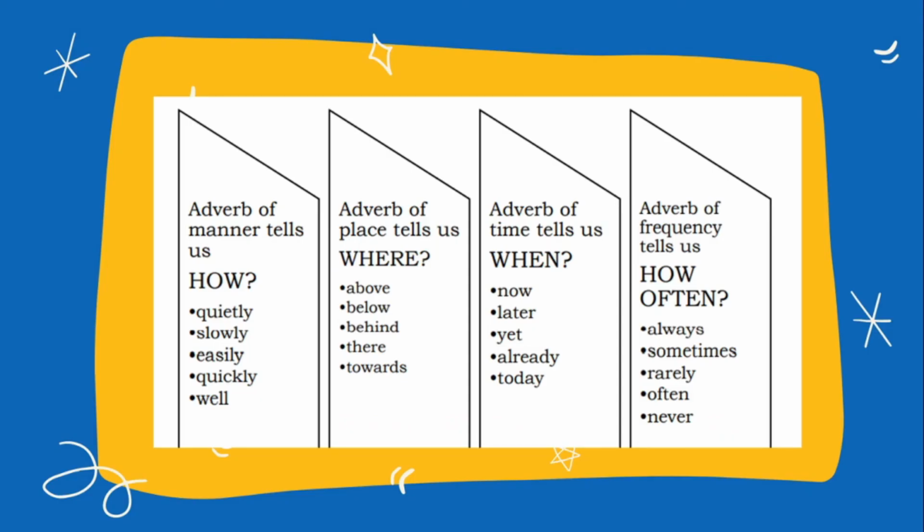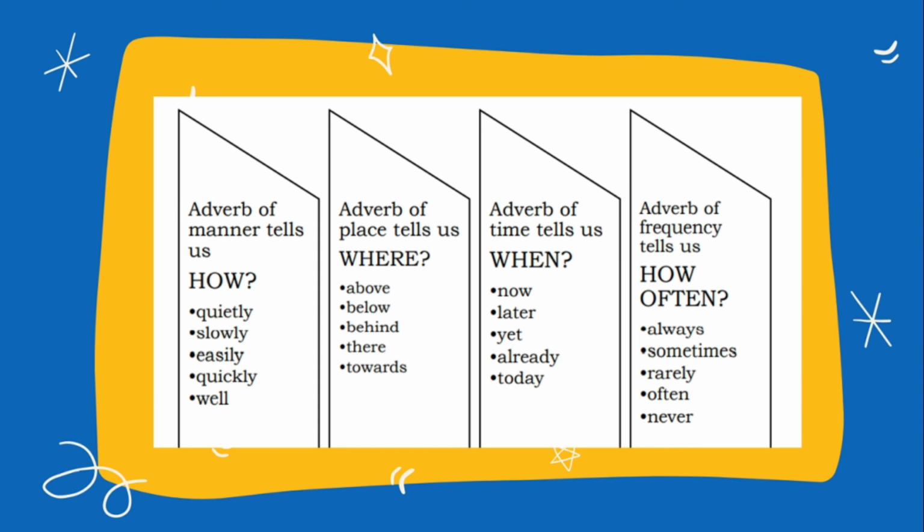Lastly, we have adverb. We have adverb of manner, place, time, and frequency. Let's start with the adverb of manner. It tells us how an action is done. Quietly, slowly, easily, quickly, well. Then we have adverb of place. It tells us where the action happens. Is it above, below, behind, there, or towards?